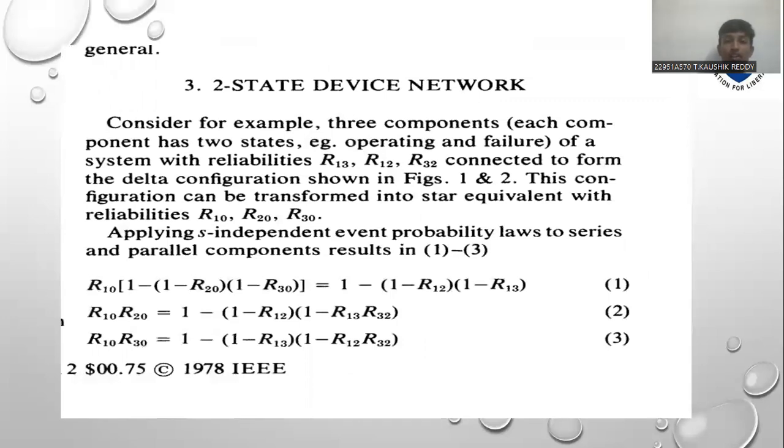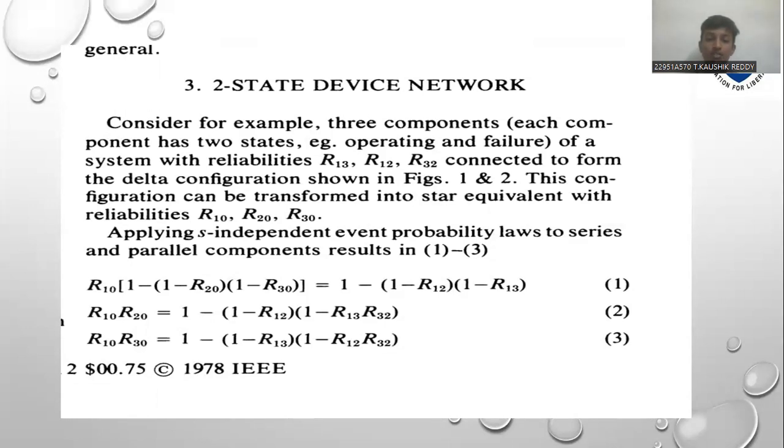Third, two-state device network. Consider, for example, 3 components. Each component has 2 states, for example, operating and failure, of a system whose reliabilities are R13, R12, R32 connected to form the delta configuration shown in figures 1 and 2. This configuration can be transformed into a star equivalent with reliabilities R10, R20, R30. Applying statistically independent event probability law to series and parallel components results in equations 1 to 3.